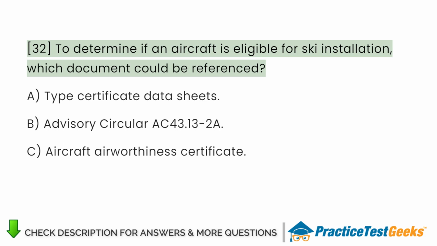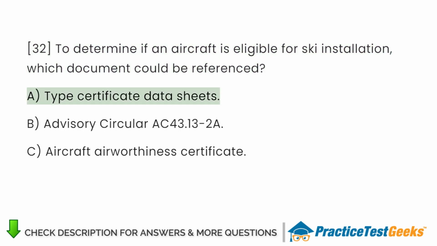To determine if an aircraft is eligible for ski installation, which document could be referenced? A. Type certificate data sheets. B. Advisory Circular AC 43.13-2A. C. Aircraft Airworthiness Certificate.